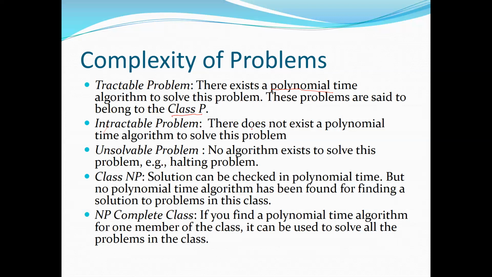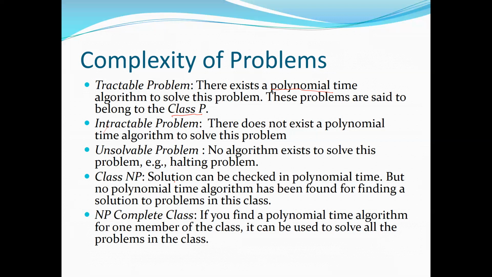Intractable problems. There does not exist a polynomial time algorithm to solve these problems. Maybe a factorial class problem, maybe an exponential class problem, but such problems are called intractable problems. For that, no polynomial time algorithm is available. Unsolvable problems: no algorithm at all. No algorithm exists to solve this type of problem. For example, the halting problem, and we call such problems the unsolvable problems, right?